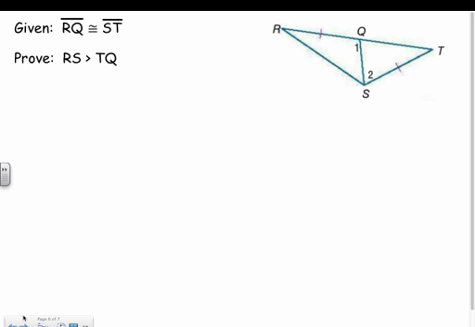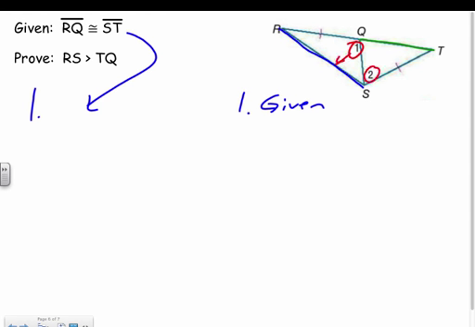Let's try to do the same thing with this guy. So number one, I got RQ is congruent to ST, and I already have that marked in that triangle. That's the given. And I want to get the side length RS to be bigger than the side length of TQ. Well, I have these angles 1 and 2 in here for a reason. So somehow if I could say that angle 1 is bigger than angle 2, then I could say that RS is bigger than TQ, can't I? Well, how can I get angle 1 to be bigger than angle 2?